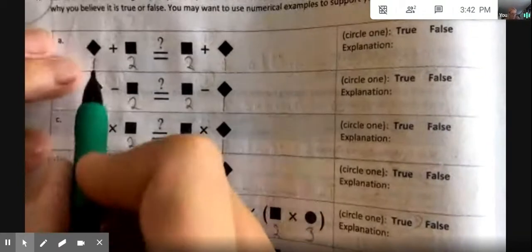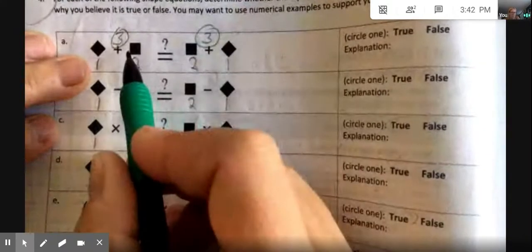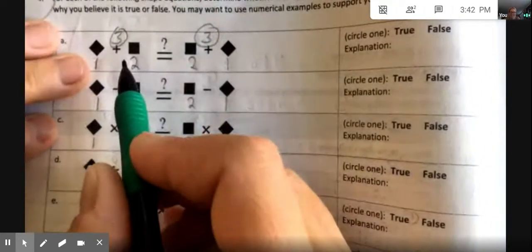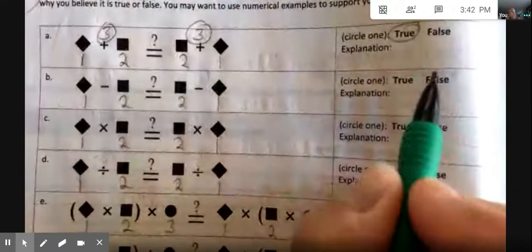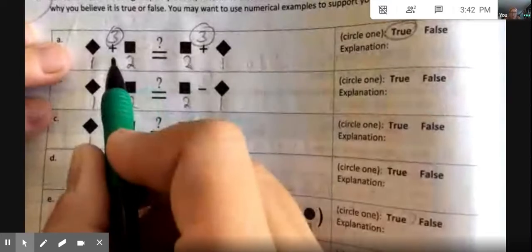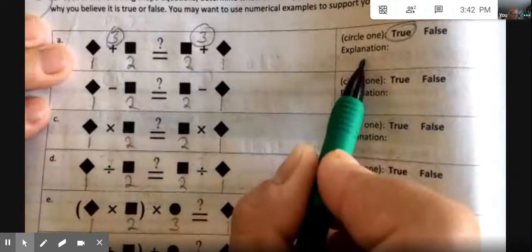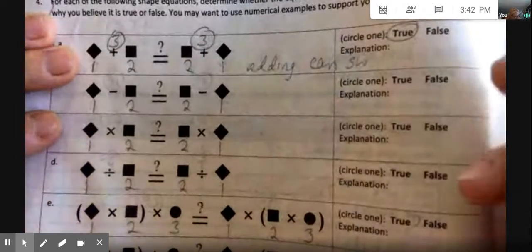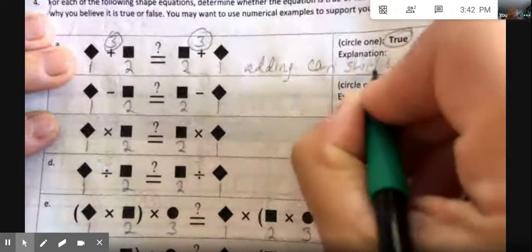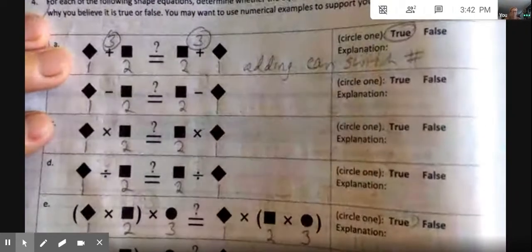Okay, so 1 plus 2 is 3. 2 plus 1 is 3. So, sorry, door's opening. 3 equals 3. Yes, that is a true statement. And so we know that for the explanation here, for adding or addition, we can switch around numbers. Okay.